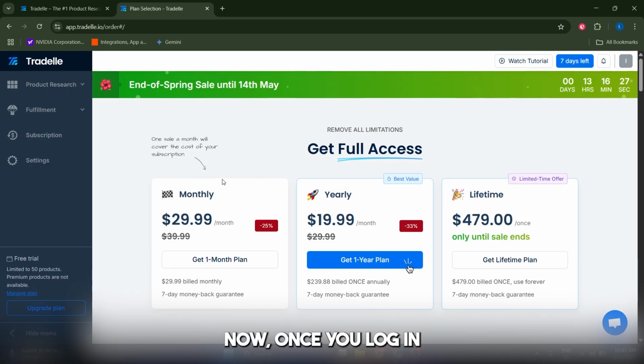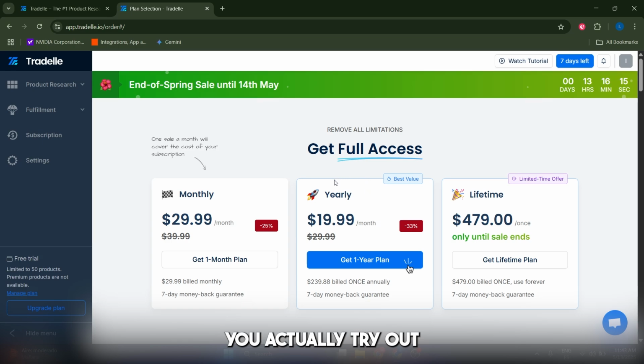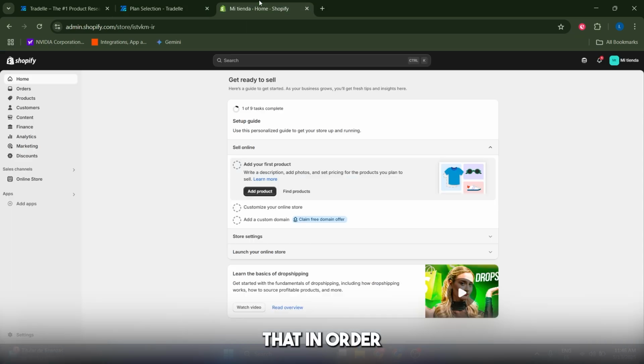Okay, now once you log in for the first time, you're going to be asked whether you want to connect a dropshipping store, which is what we're going to choose to do here. And whether you want to connect a Shopify account or something else, I recommend that you choose the Shopify store. But yeah, keep in mind that in order for this to work, you need a Shopify store. So you can just create one or you can use your existing one, okay? If you want to create one, you have a 3-day free trial in Shopify, which you can use.